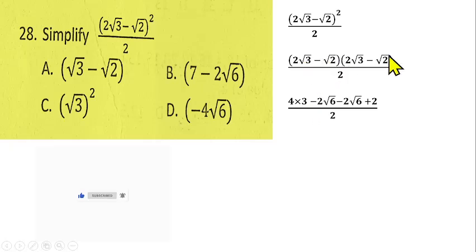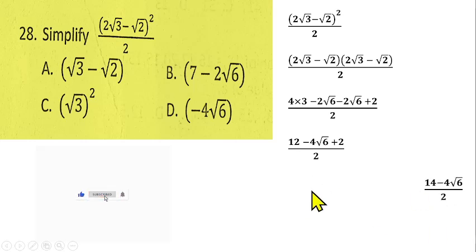Then 2 surd 3 times minus surd 2, that gives us a minus 2 surd 6. Then minus surd 2 times 2 surd 3, that gives us a minus 2 surd 6 again. Then minus times minus gives us plus, so surd 2 times surd 2 gives us 2. Then over 2. Simplify further. 4 times 3 is 12. Minus 2 surd 6 gives us a minus 4 surd 6 plus 2 over 2. Then 12 plus 2 will give us 14. Then you have 14 minus 4 surd 6 over 2.